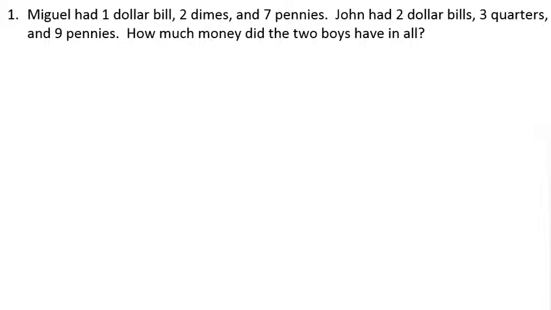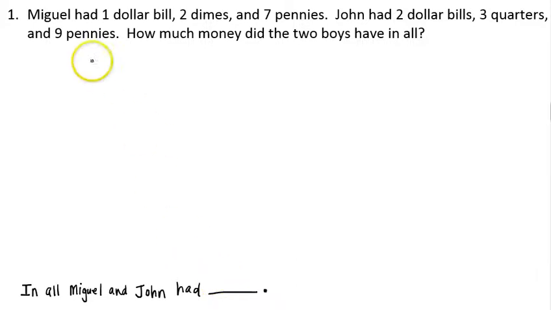I'm going to start by writing an answer statement with the blank for my final answer. In all, Miguel and John had blank, and we'll put the final answer here. So let's work with Miguel's money first. Miguel had $1 bill, 2 dimes, and 7 pennies. I'm going to put an M off to the side to represent Miguel, and I'm going to start building a tape for Miguel based on the amount of money he has. So we'll start by showing $1.